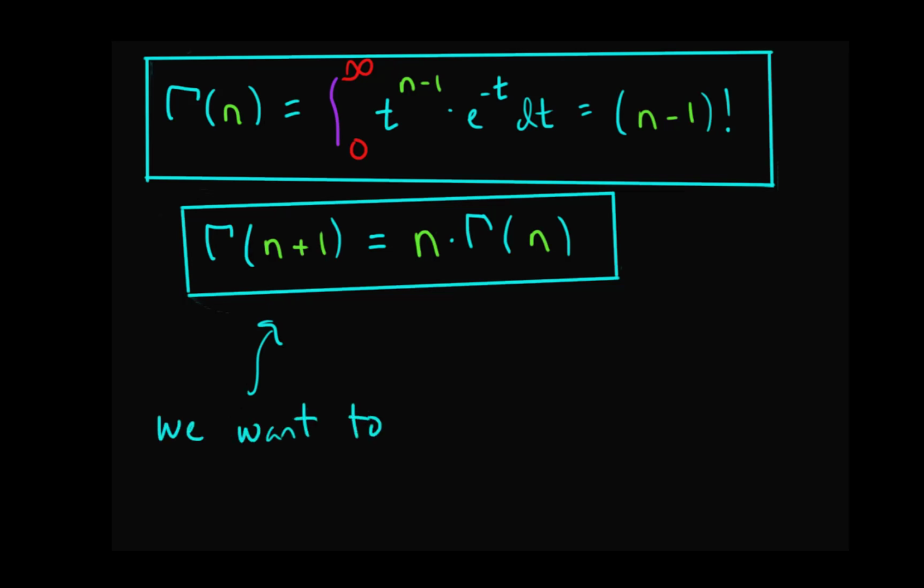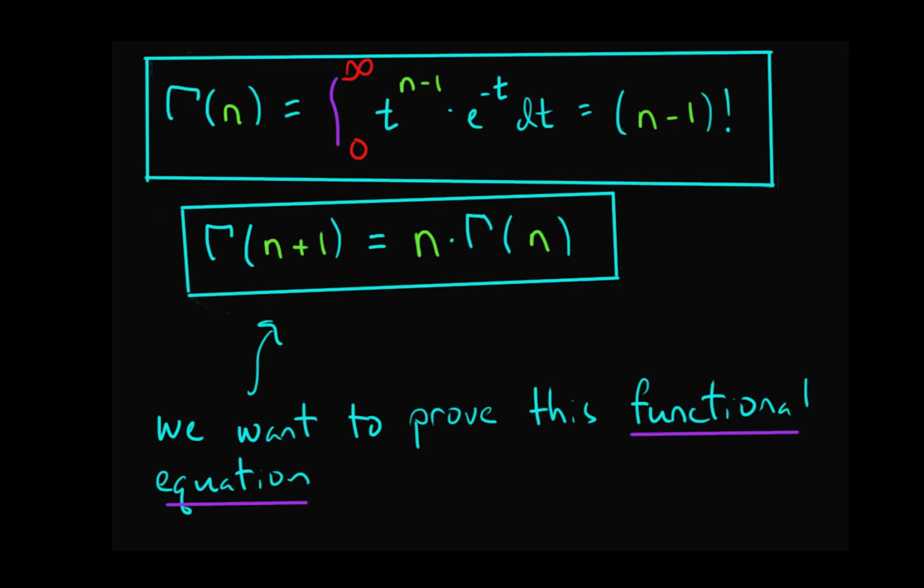And I agree with you if you're thinking that. It definitely holds when n is a positive integer, and it doesn't take a lot of work to prove it. But we want to prove this functional equation in full generality, because the gamma function isn't just defined on the positive integers. The gamma function is defined on all the positive real numbers.